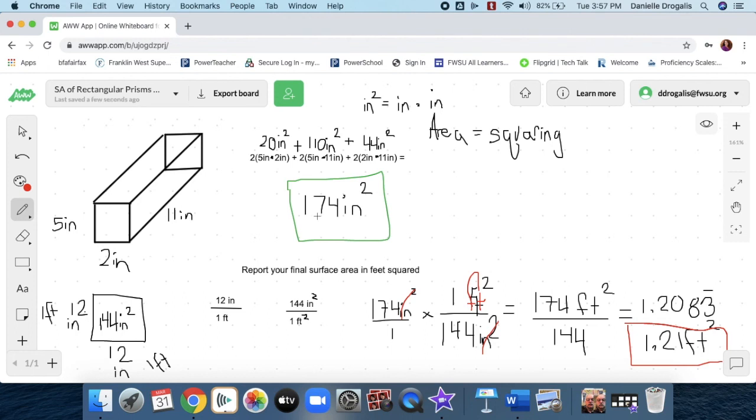And this also is closing our video. And so hopefully when you take a look at this, you can see how throughout the whole process, we treated our units like numbers. And so inches times inches became inches squared. And that's how we used our units through surface area calculation.